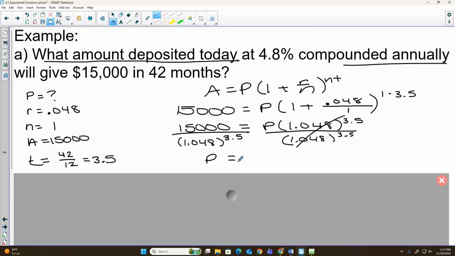When we divide that, our amount today should be less, P is always smaller than A. I get $12,729.95.